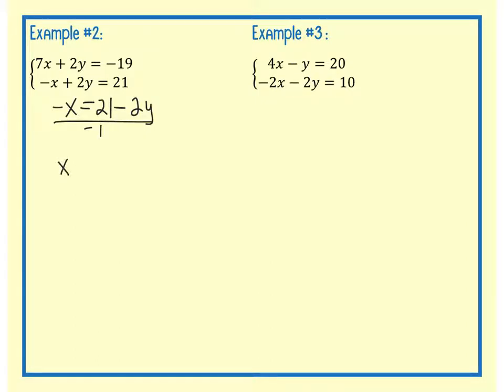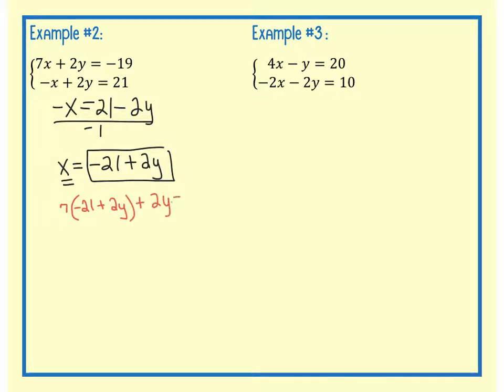So x equals negative 21 plus 2y. Now I'm going to take that and plug it into the other equation that I did not choose, in place of x. Remember that when you're substituting the value back in, you must put parentheses around it. So now we have 7 parentheses, and we're going to plug that in right here wherever x was. And then we bring down the rest of the equation.